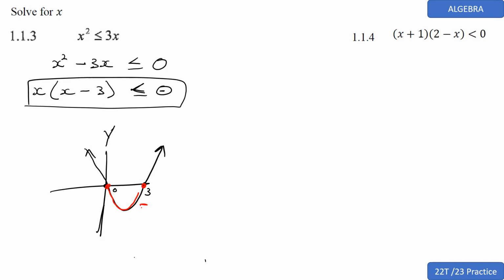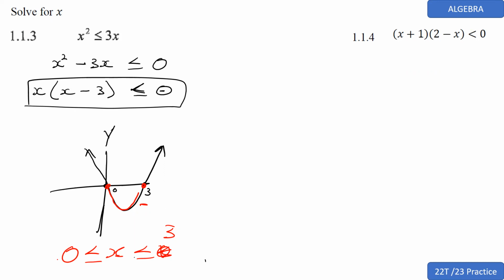So therefore, our answer in this case would be x less than or equal to, sorry, that's wrong. x less than or equal to 3, but greater than or equal to 0. Are we good with that?